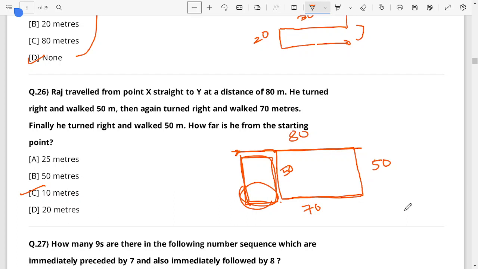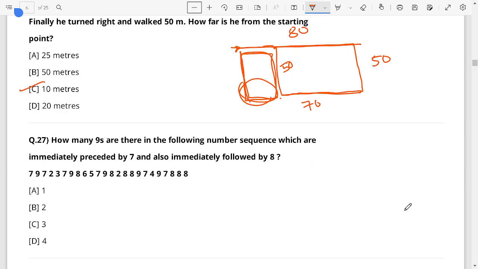Right. So just look at the question, guys. How many nines are there in the following number sequence which are immediately preceded by 7 and immediately followed by 8? Okay, just look at the series. Look at the numbers here. So we have 7, 9, 7 and so on. How many nines are there which are immediately preceded by 7 and immediately followed by 8, right? So we have 7 here, 9 here, but no, it has to be preceded by 7.